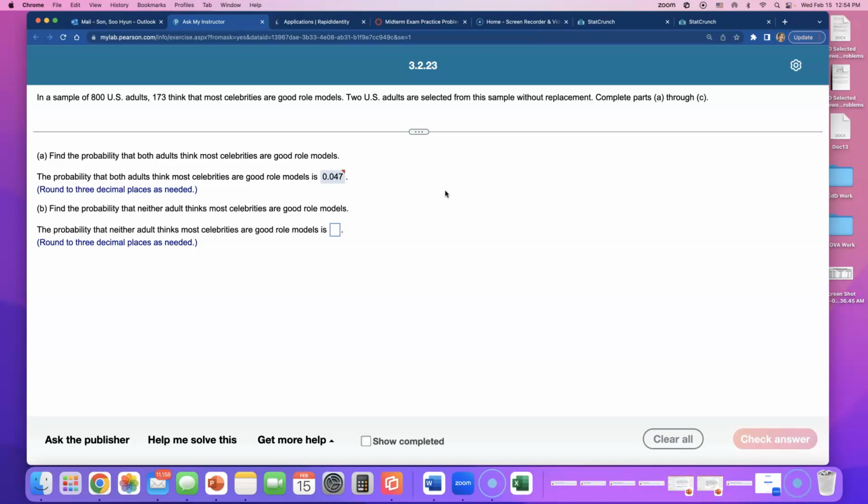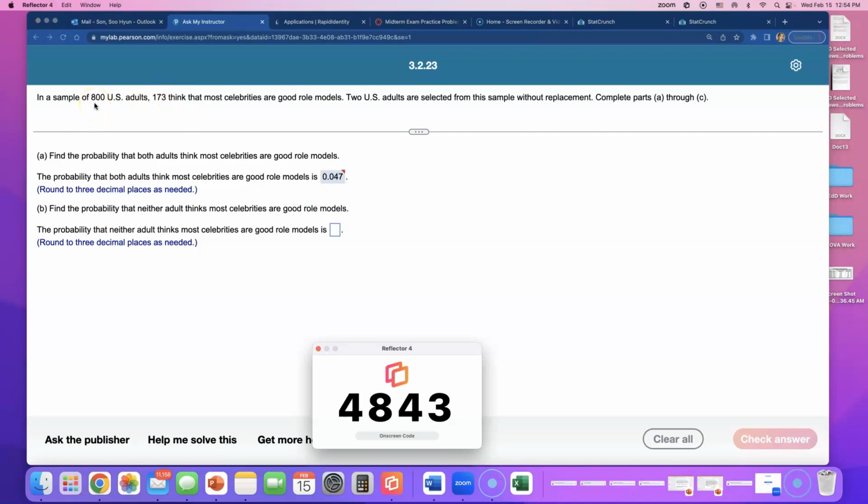Alright, so we're picking 2 people. We're gonna have to do a multiplication rule, okay? But this is gonna be a dependent case. Because look, we pick one person, we don't put him back in the pool of 800 people. We keep him out. So the next time we go into the pool of people to ask this question, there are 799 people left because one person is removed from the pool. So here is how it goes.